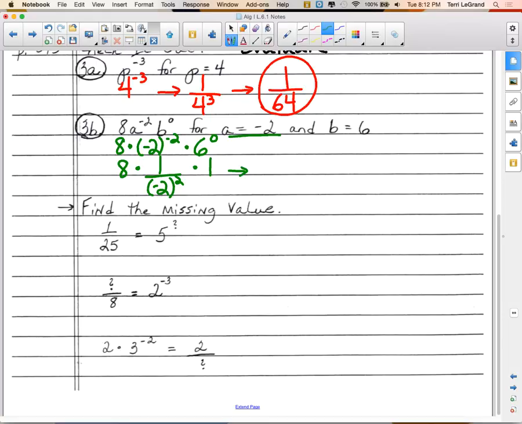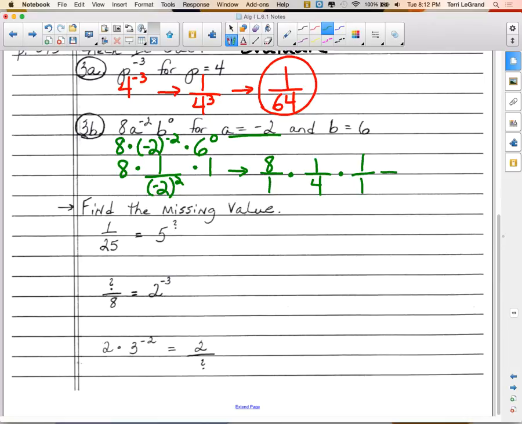So let's keep going here. Now that I see I have a fraction involved in the middle there, I'm going to make all these other integers into fractions. 8 can be put over 1. 1 over negative 2 squared. Negative 2 times negative 2 is positive 4. And then my 1 can be made into a fraction also by putting it over 1.